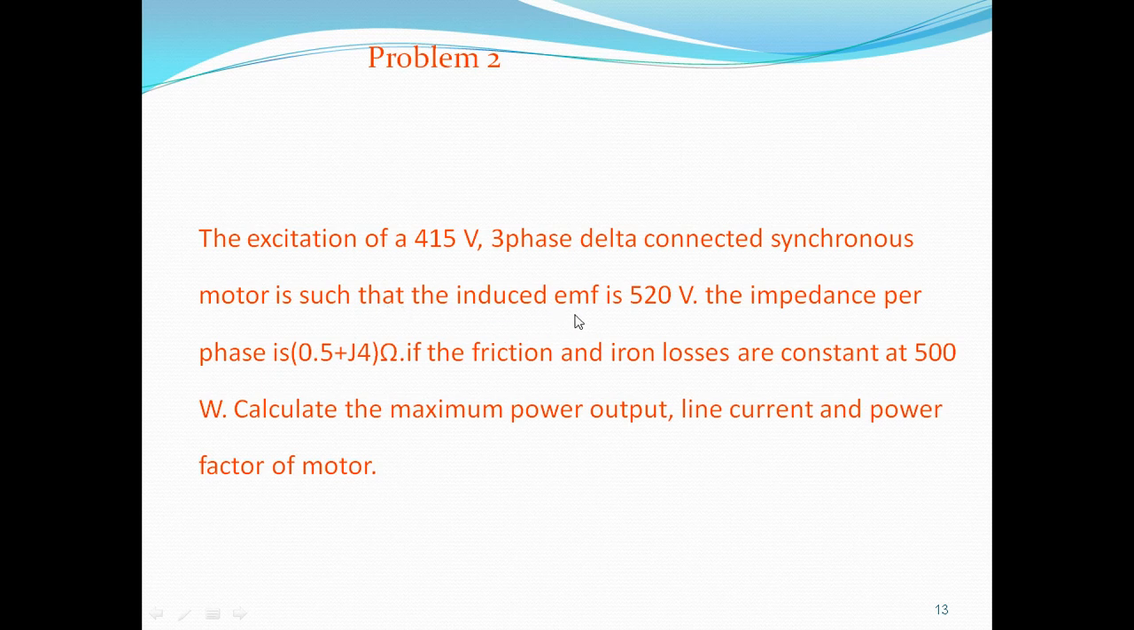is such that the induced EMF is 520 volts. The impedance per phase is 0.5 plus j4 ohms. If the friction and iron losses are constant, that is 500 watts, calculate the maximum power output, line current, and power factor of the motor. If you notice here, he did not say whether it is lagging or leading.